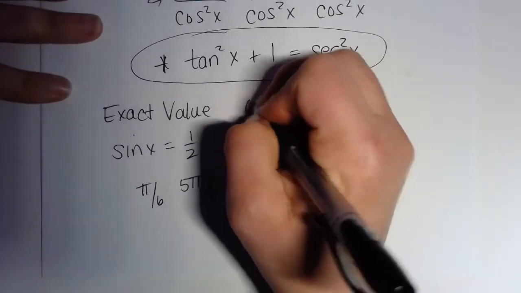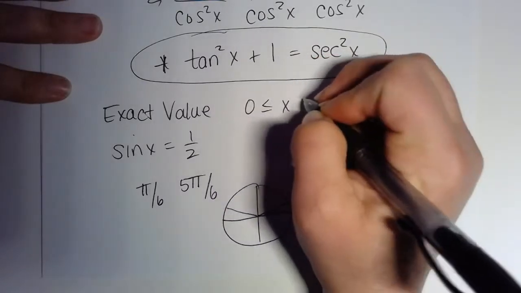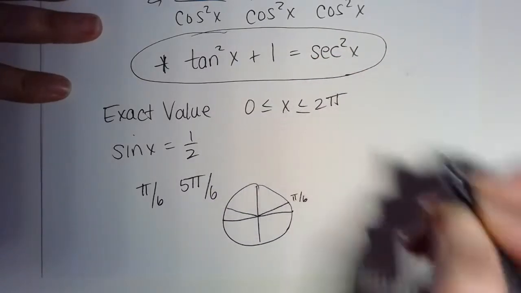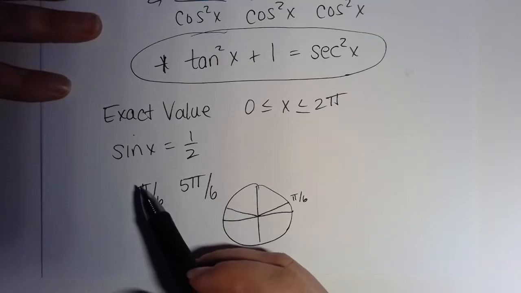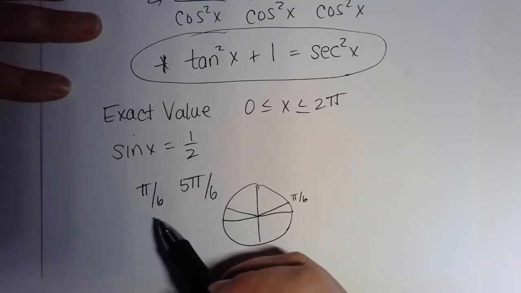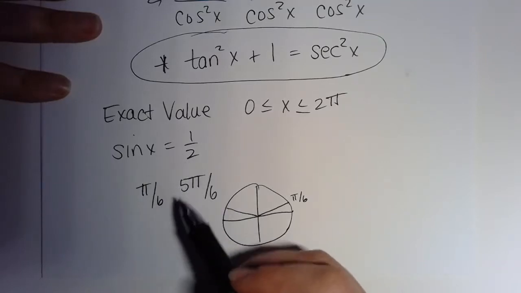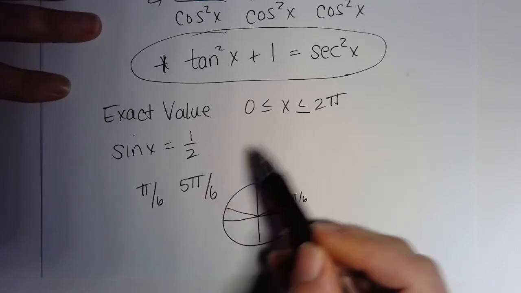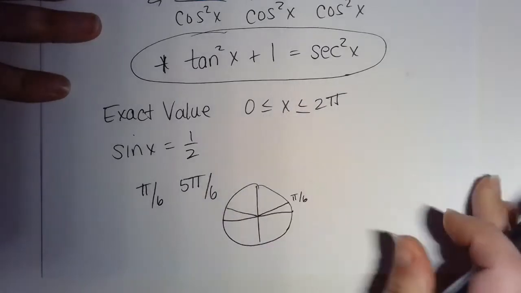And let's put the condition on it that we're staying between 0 and 2 pi here, or else I can write a whole bunch of them, right? Because I'd have pi over 6 plus another 2 pi plus another 2 pi and all that. So these are the only two values that fall between 0 and 2 pi.